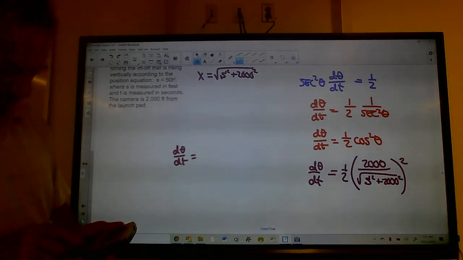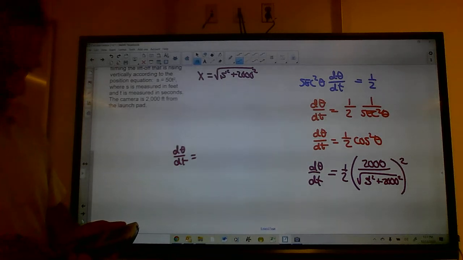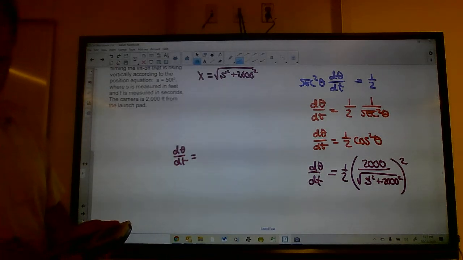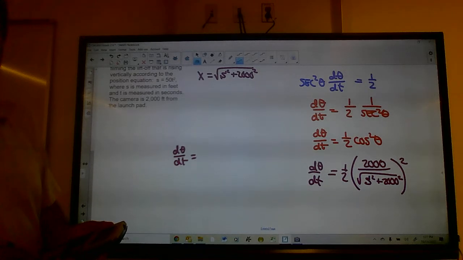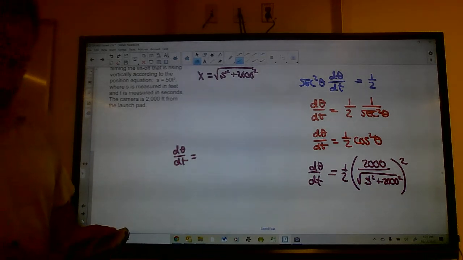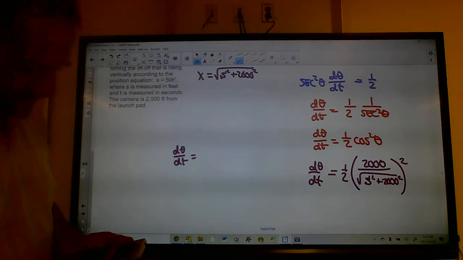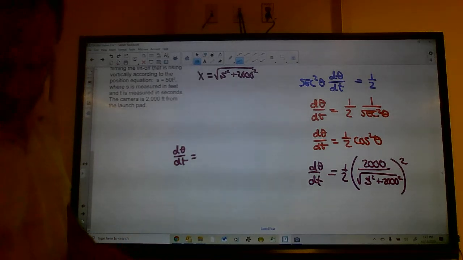And of course, I'm having trouble getting this put into the calculator correctly. There we go. Boom. Comes out to be 0.499. That's not right.